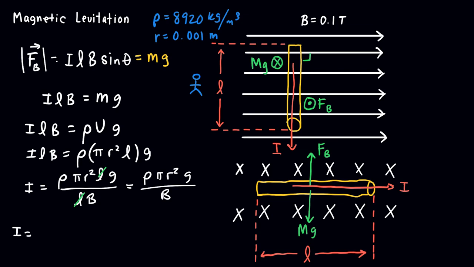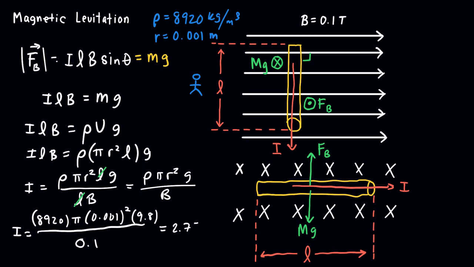The current, I, would be the density, 8,920, times pi, times the radius squared, which would be 0.001 squared, times the acceleration due to gravity of 9.8, divided by the strength of the magnetic field, which is 0.1. And if you plug in those values, you'll find that the current would need to be about 2.75, and since I've used standard units for all those numbers, then that current will be measured in amps. 2.75 amps is a pretty substantial current.